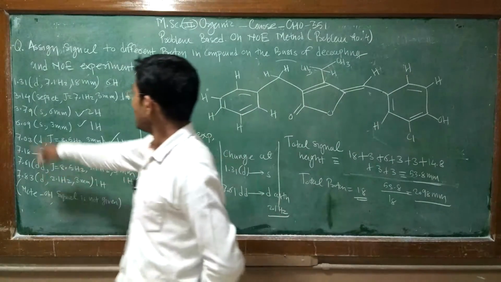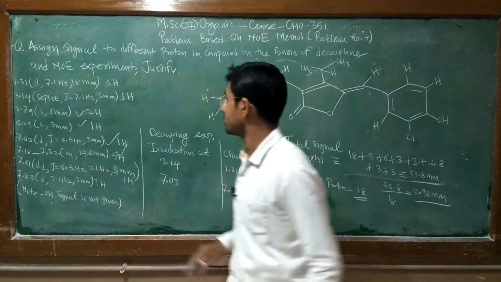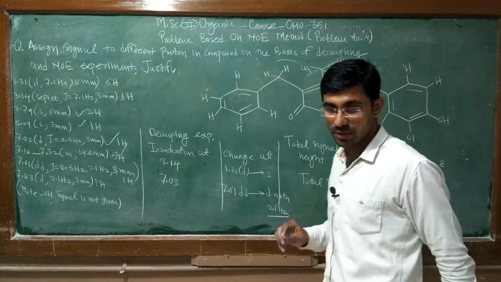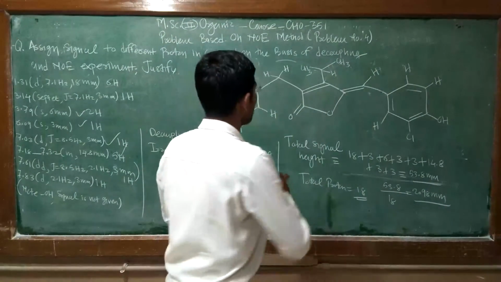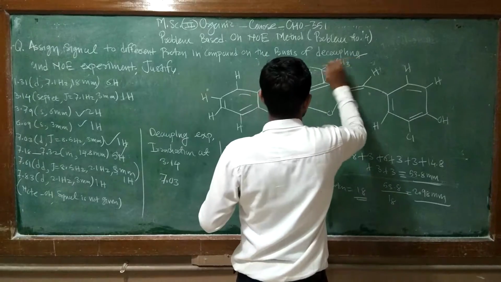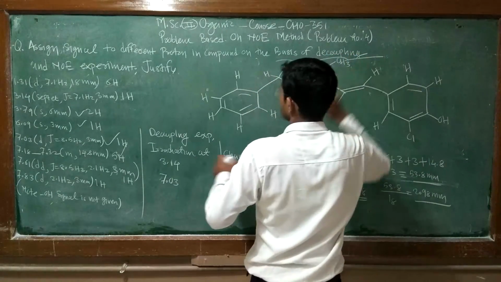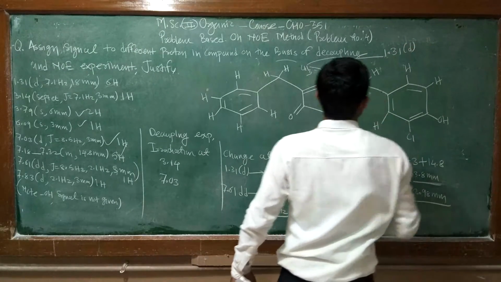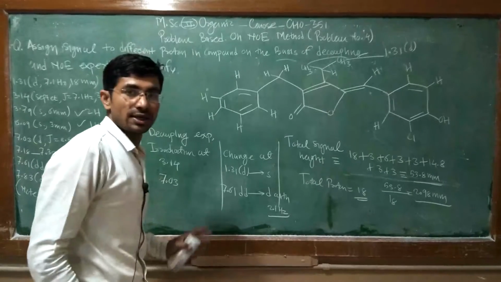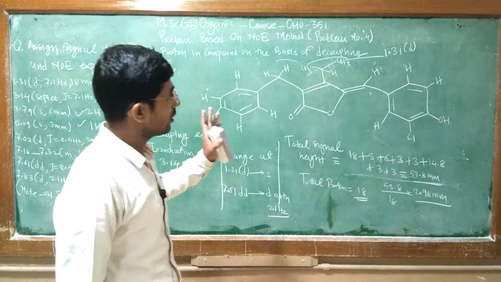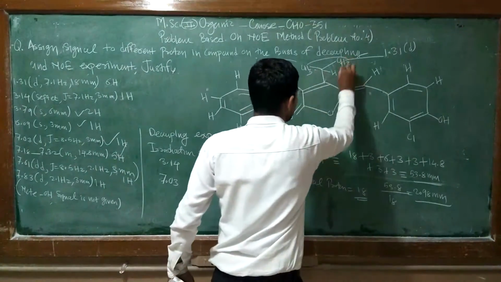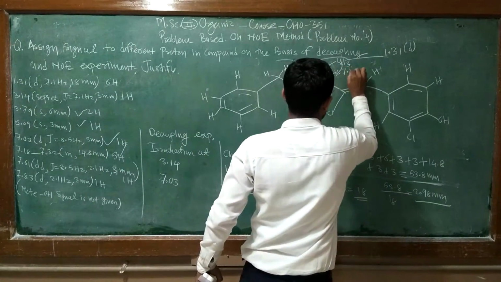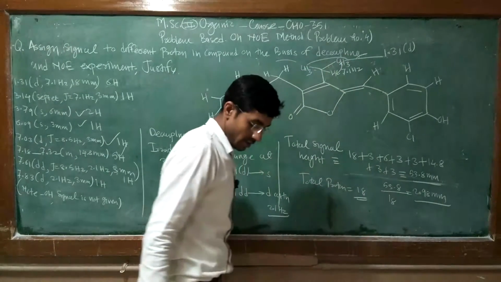Firstly, 1.31, a doublet with J 7.1 hertz, and 18 mm means 6 protons. So this is because of the methyl protons. In this compound there are 2 methyl groups present, and both methyl groups show the value 1.31 as a doublet. Both are actually in the same chemical environment, and they couple with vicinal coupling value of 7.1 hertz. In this way we can assign the value.